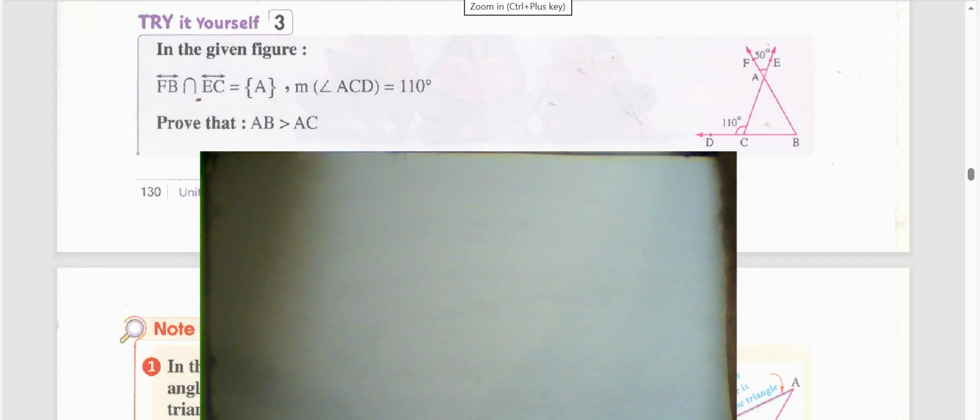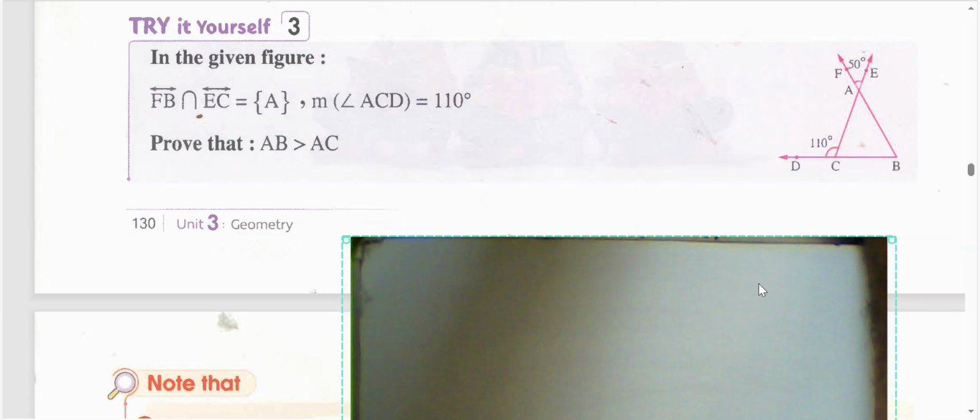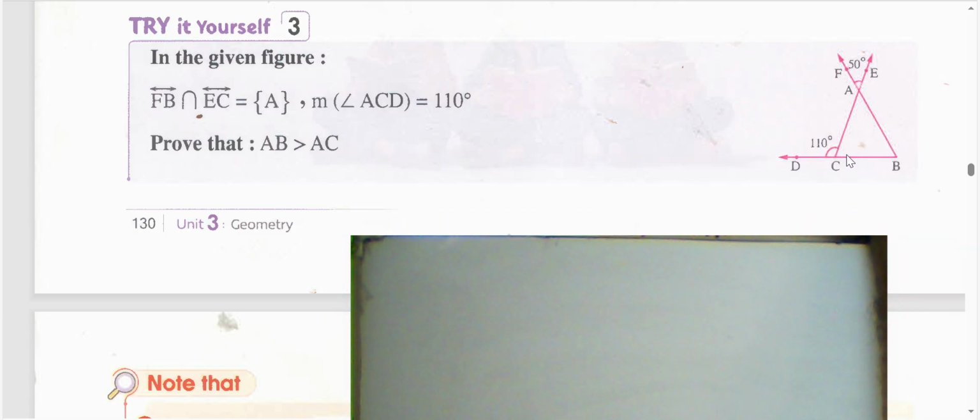Okay, try to solve number 3. Look at here, we have a triangle here, the measure of angle 50. We want to prove that EB is greater than EC. We can find the measure of the angle here, the supplement of angle C will be 70 degrees, and the vertical opposite angle will be 50 degrees here. To prove that EB is greater than EC, you must find the measure of angle B by the sum of interior angles in a triangle equals 180.